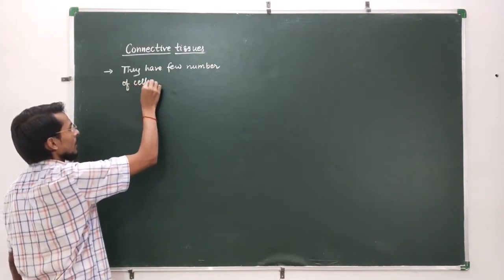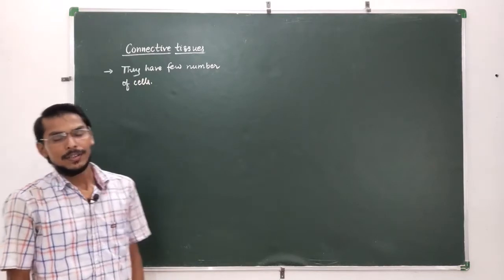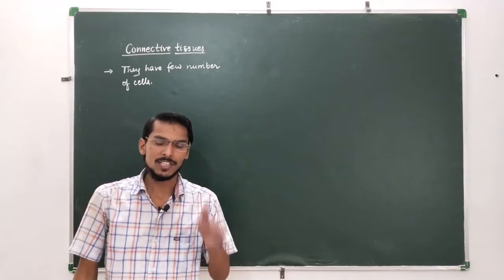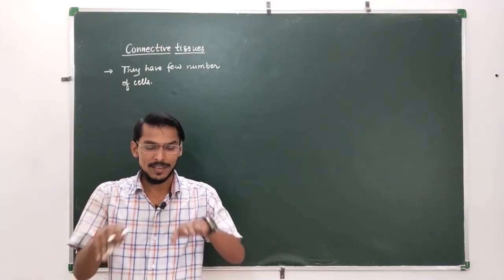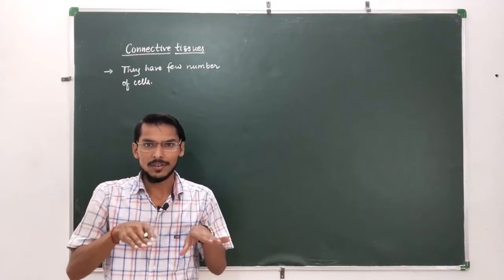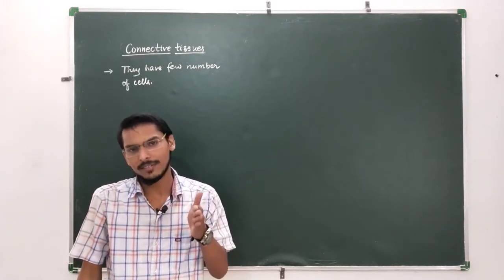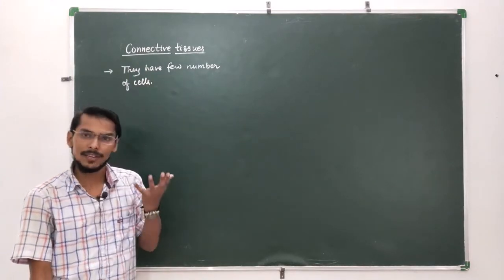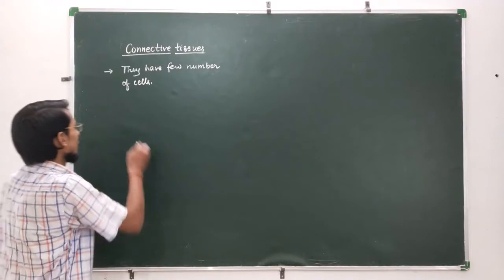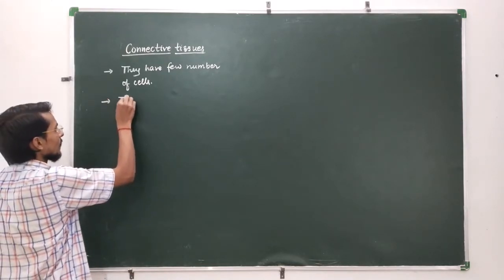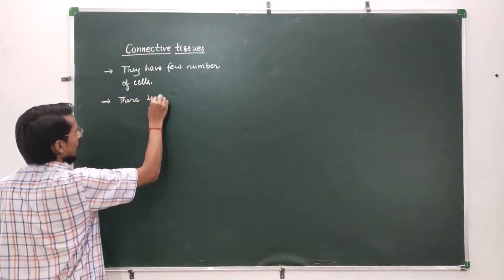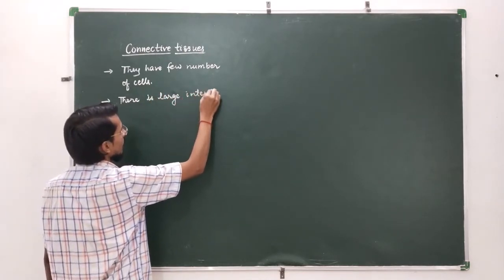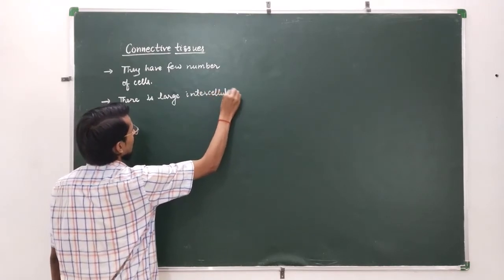In case of epithelial tissues, you have seen that there are many cells and there is no intercellular space between the cells, due to which the cells are arranged like the tiles on the floor, okay, with no intercellular spaces. But in case of connective tissue, the number of cells is very few. As a result, there is large intercellular space.